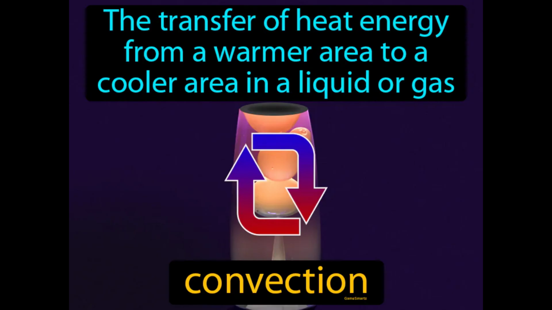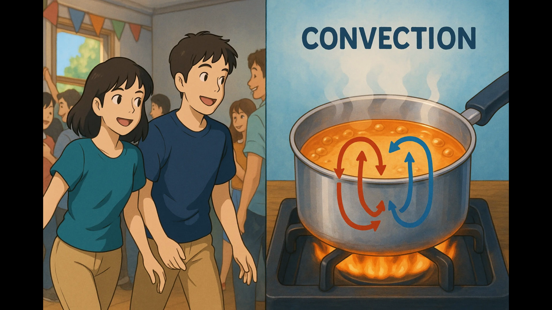The transfer of heat energy from a warmer area to a cooler area in a liquid or gas. Convection. Convection is the process where warm air or liquid rises and cooler air or liquid sinks, creating a cycle. Imagine you're at a party and the room gets crowded, so you move to a less crowded area to feel more comfortable. This is similar to how heat energy moves in liquids or gases, where it travels from a warmer, crowded area to a cooler, less crowded area.